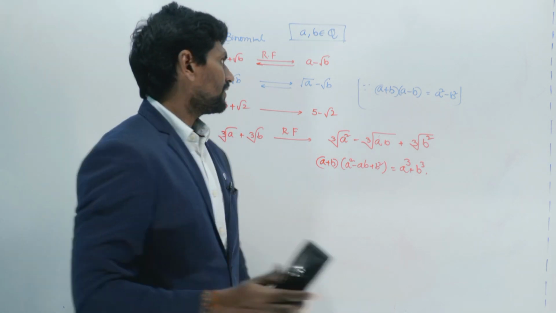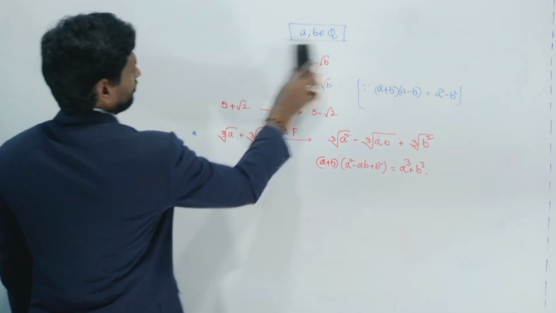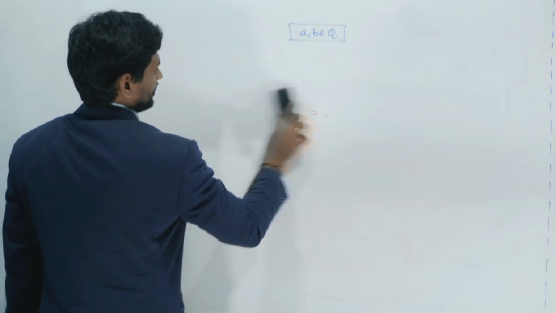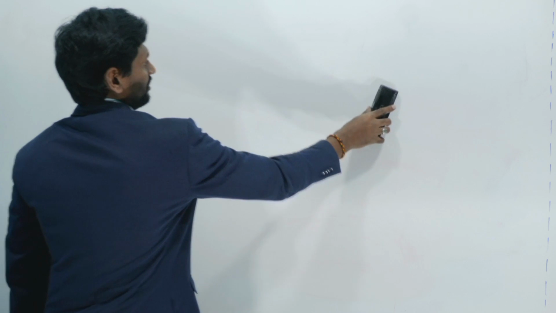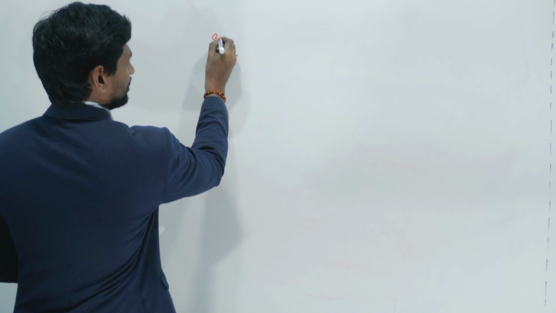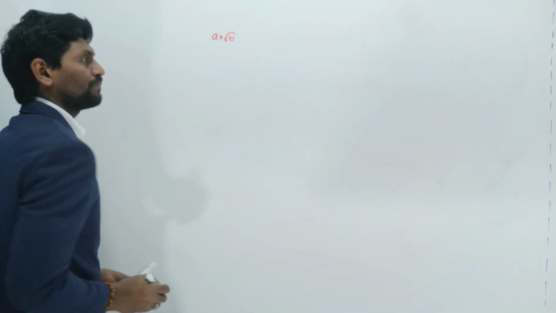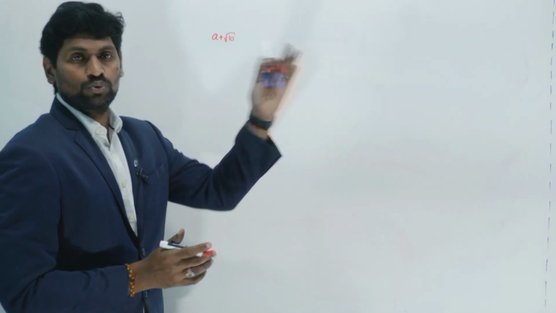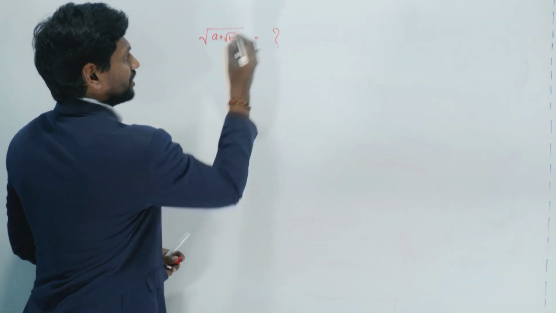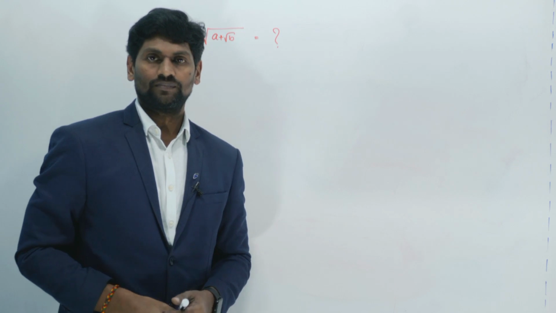Simply, you can write the general form for finding the rational number, that is given in your textbook. You can just revise. So we'll look into the square root of a binomial surd or trinomial surd. For example, if you take any number in the form of a plus root b, its positive square root, what is the positive square root of this number?